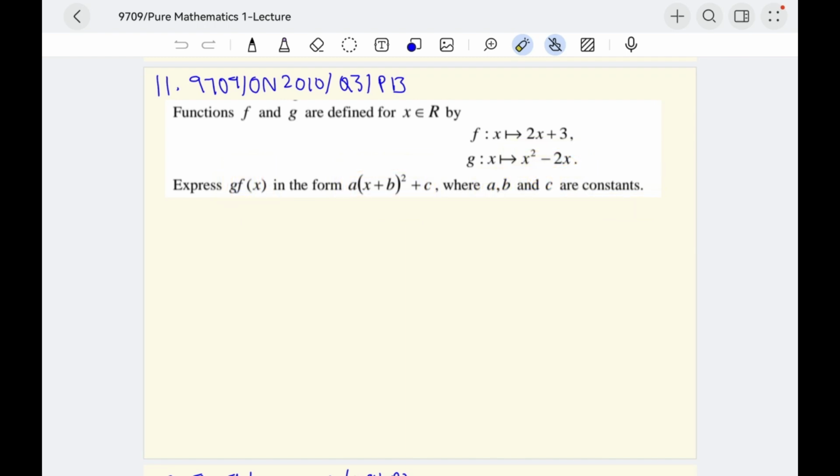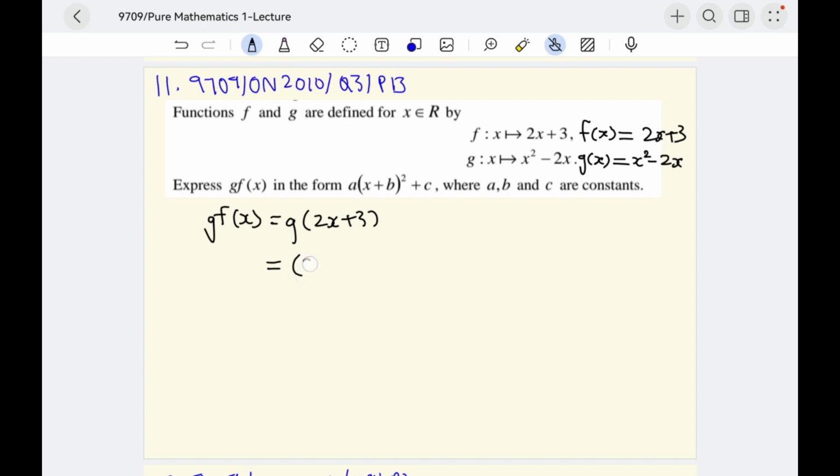Okay, that's the fact. So first thing first, you need to find gf(x). f(x) is 2x plus 3, meanwhile g(x) equals x squared minus 2x. So substitute your f(x) first into g(x). Your gf(x) is (2x plus 3) squared minus 2x.